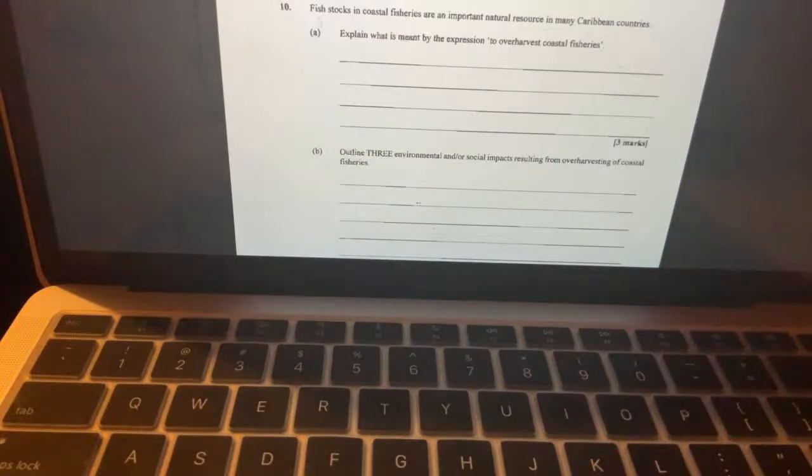Awesome. So fish stock in coastal fisheries are an important natural resource in many Caribbean countries. Explain what is meant by the expression to overharvest coastal fisheries. So what does that mean? Guys, make sure you're not looking in your notes, make sure all of these definitions and these answers are coming from your brain, because you're going to sit the exam. So you have to ensure that you're talking it out of your mind. You're not looking in your notes. Are we cheating here tonight?